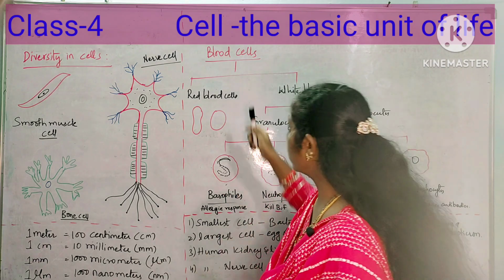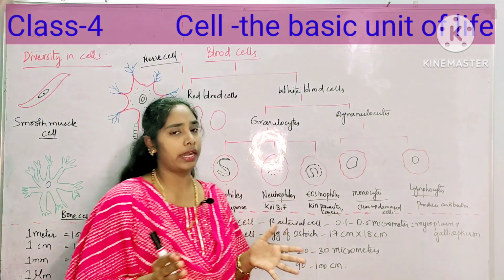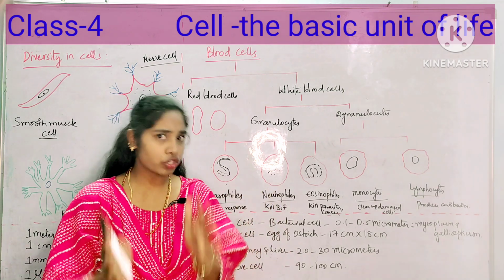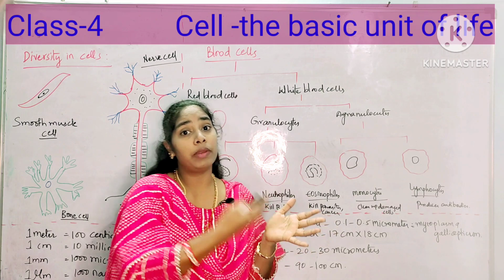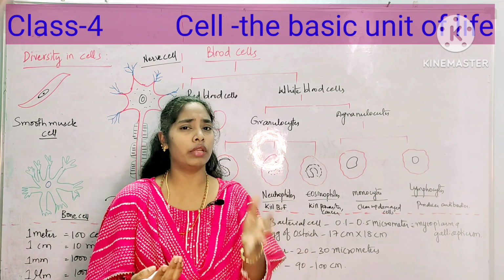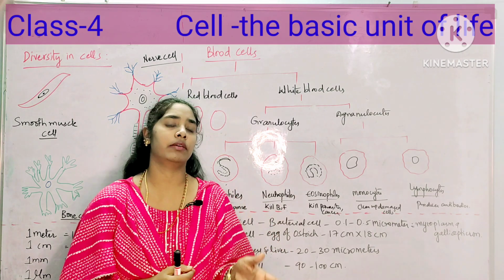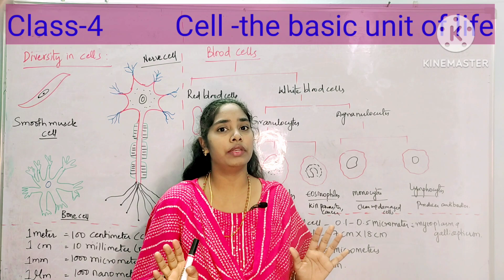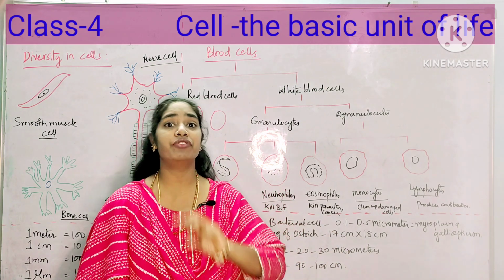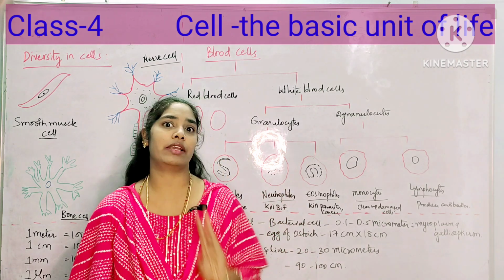Next, if you see blood cells, blood is red in color, right? Most of us know that. If there is any cut, blood oozes out, and the blood which comes out is in which color? Red color. So mostly we know that blood is red, so the cells present in it are only red. But no, blood has three types of cells, that is red blood cells, white blood cells and platelets.